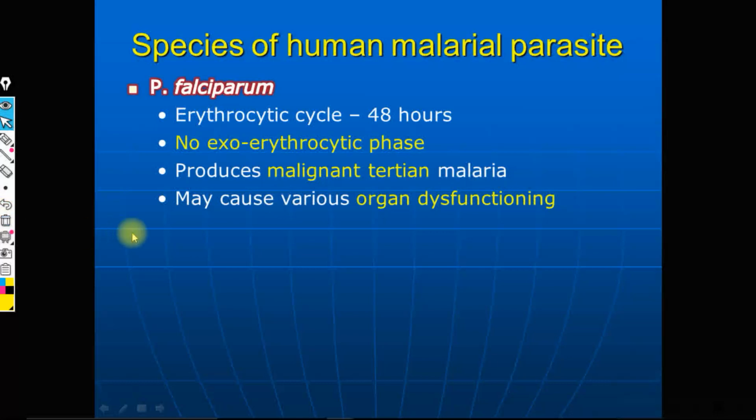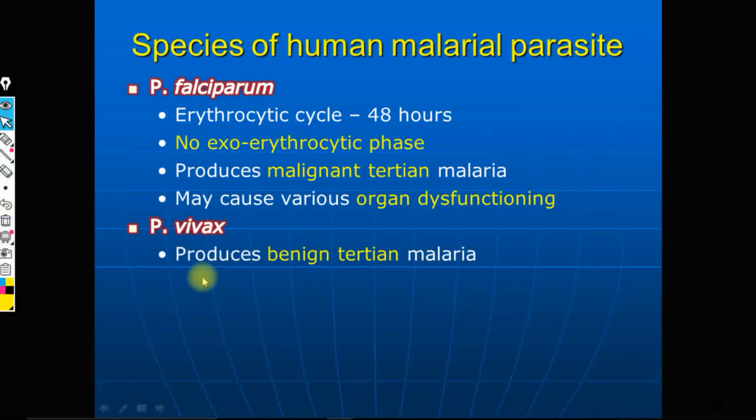Okay, fine. Next is Plasmodium vivax. This produces benign tertian malaria, benign because it is a less lethal form. And tertian because the malaria is produced after every 2 days, that is, on the third day. That's why it is tertian malaria.